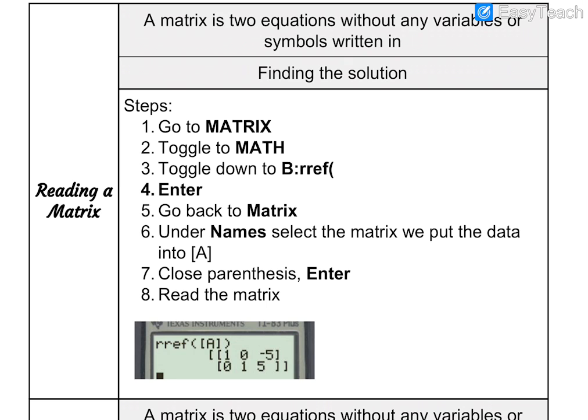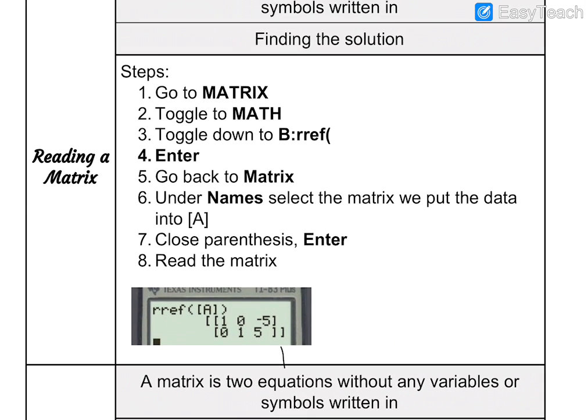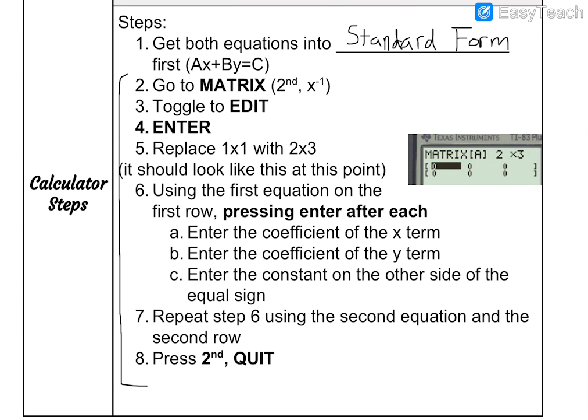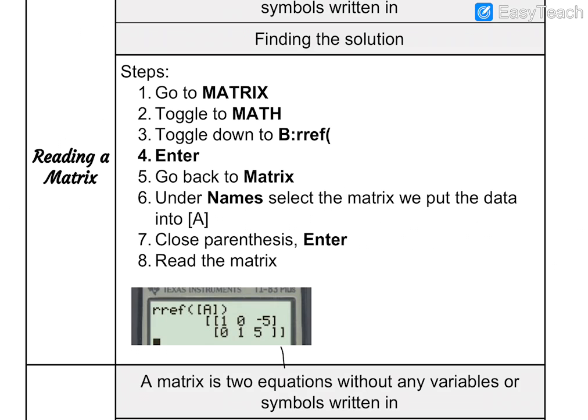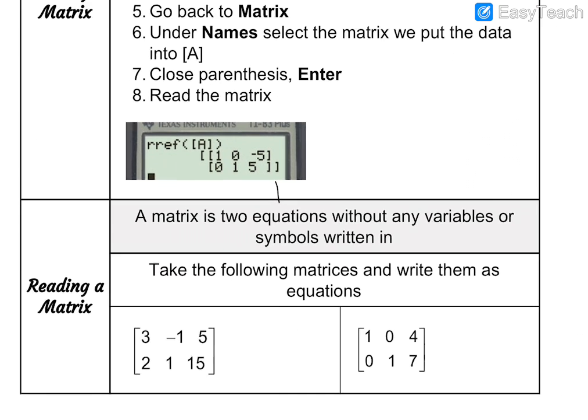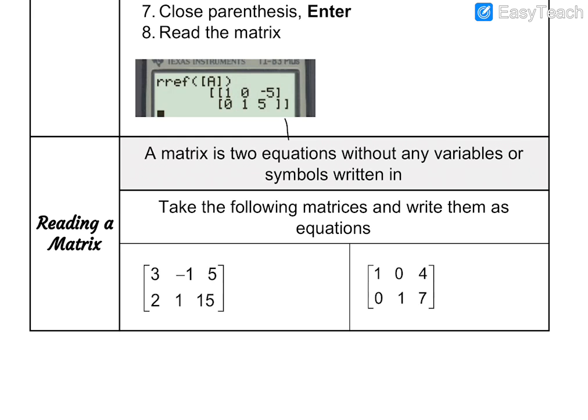Alright, so a matrix is two equations and it doesn't have any variables or symbols written in. So this isn't more about using the calculator. This is how we find our solution. So this first is just plugging into the matrix. And then this next part is reading those answers. What is that solution?